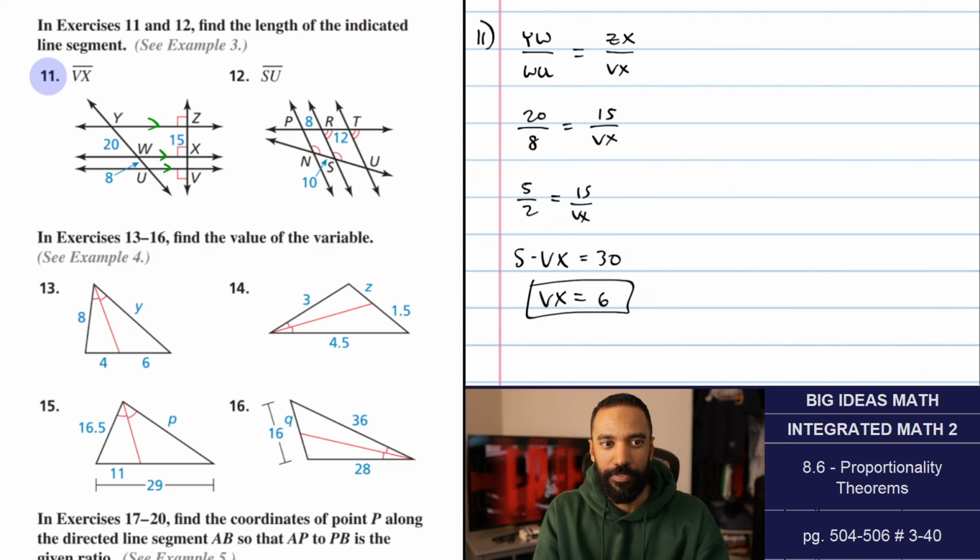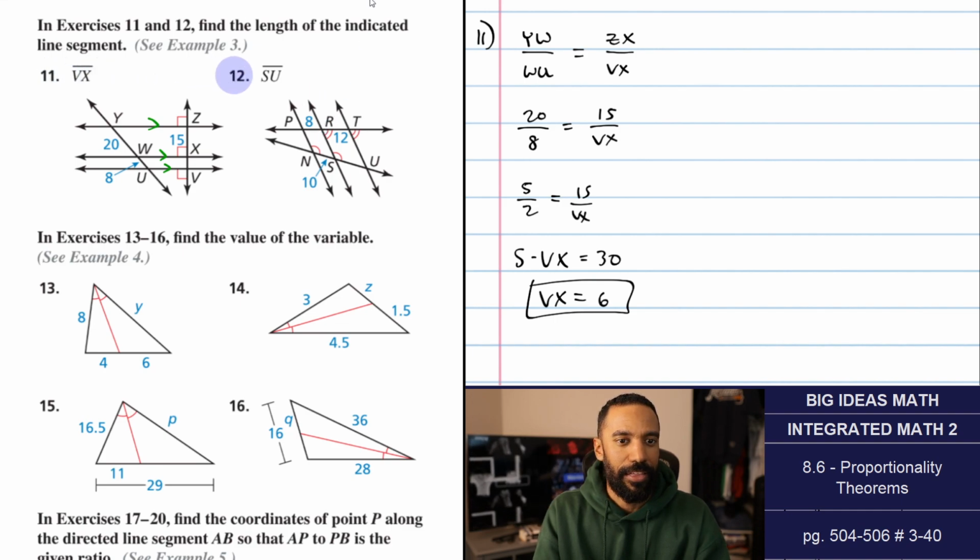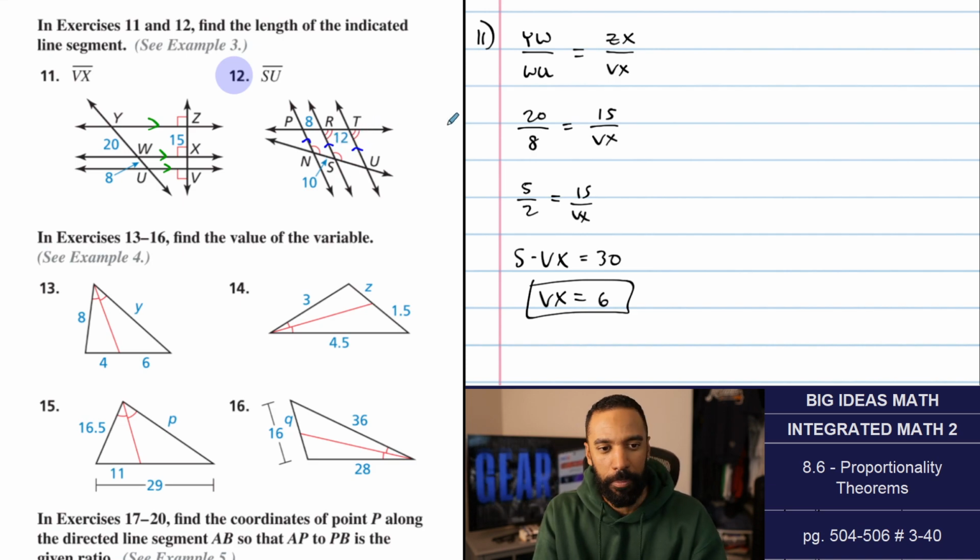Number 12, let's find the length of segment SU. Once again, we have sets. Now this is pretty interesting how they designed this. They have congruent corresponding angles here, which make these lines parallel. And congruent corresponding angles here, which makes these lines parallel right here. Boom, boom. So two lines parallel to the same line are parallel to each other. So all three are parallel.